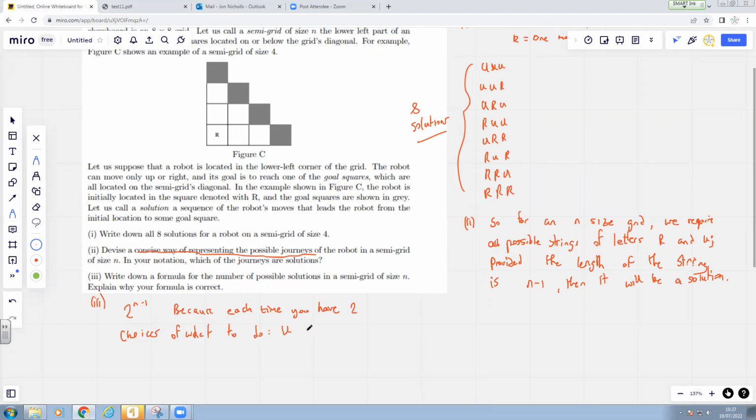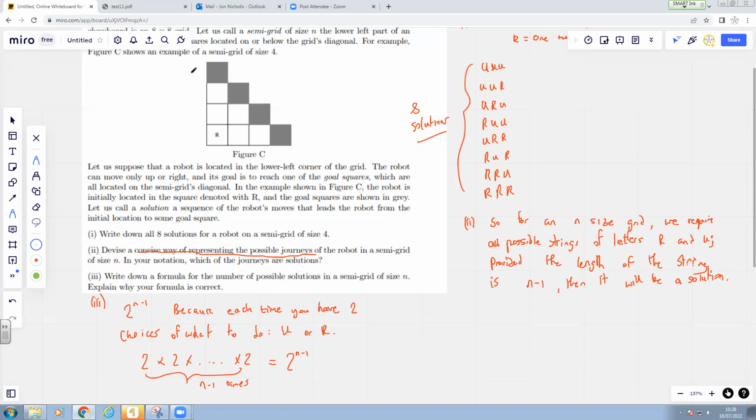U or R, up or right. So each time you're going, if you're going to count all the possible ways you could do something, and it must be of length n minus one, then you'll need to do 2 times 2 times 2 times 2, n minus 1 times. And that equals 2 to the power of n minus 1. Yeah? You're always going to need one less move than the size of the grid.